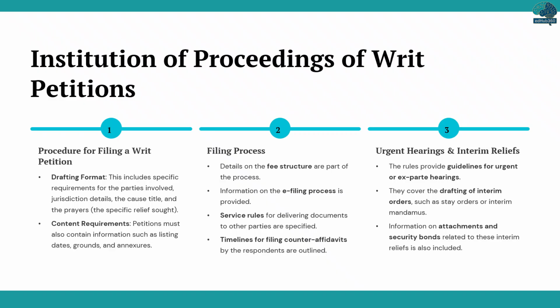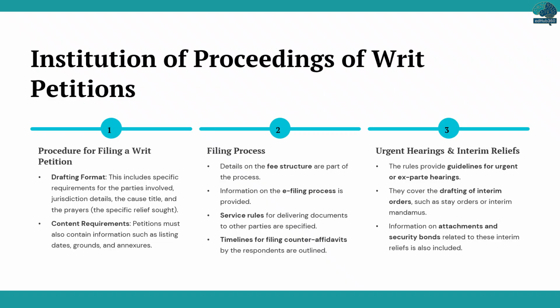First, the procedure for filing a writ petition involves specific requirements for drafting. This includes detailing the parties involved, establishing jurisdiction, outlining the cause title, and clearly stating the specific relief being sought, known as the prayers. The petition also needs to include content requirements like listing dates, grounds for the petition, and any supporting annexures.